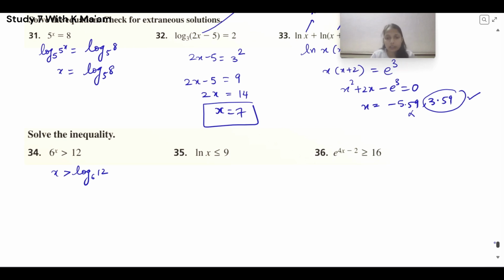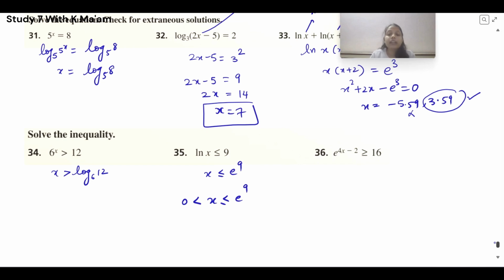Lower value you got. But here, if you have log x less than or equal to 9, I'm taking exponential on both sides. I'm getting this. And it says x is less than or equal to e power 9. And log of a negative is not defined. Log of 0 is not defined. So we have the lower bound greater than 0. So I will write x is greater than 0 but less than or equal to e power 9.